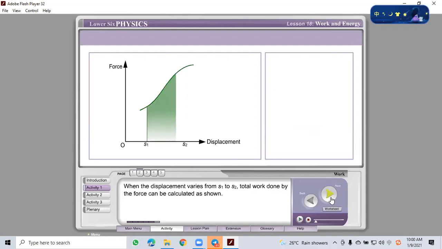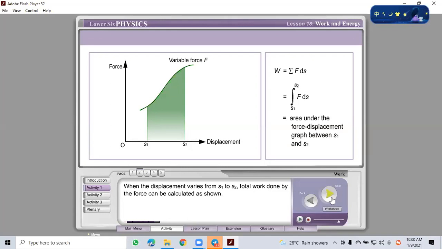When the displacement varies from S1 to S2, total work done by the force can be calculated as shown. W equals summation of F ds, which equals integration of F ds from limits S1 to S2, which equals the area under the force displacement graph between S1 and S2.